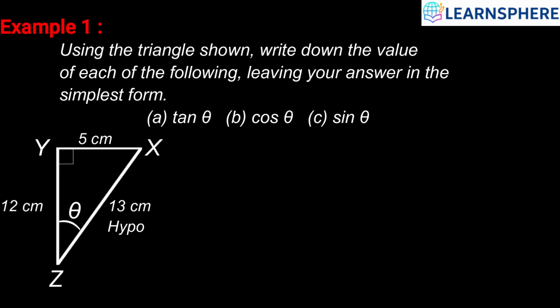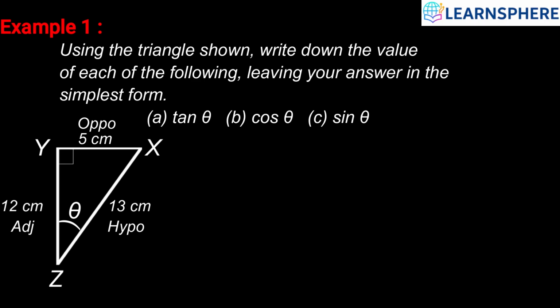Next, for the opposite side, it's the side that is opposite of the angle, which is 5 cm, and we can label this opposite. And lastly, adjacent, which is the side that is to the side of the angle, which is YZ of 12 cm, and we can label this adjacent. After labeling the triangle with the given sides, we can go on to the questions.